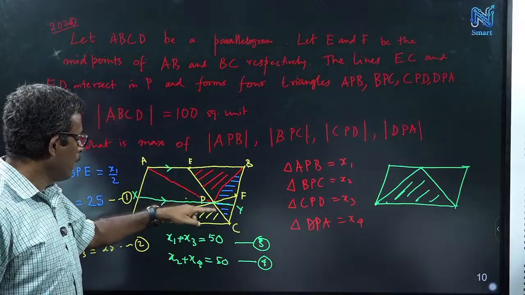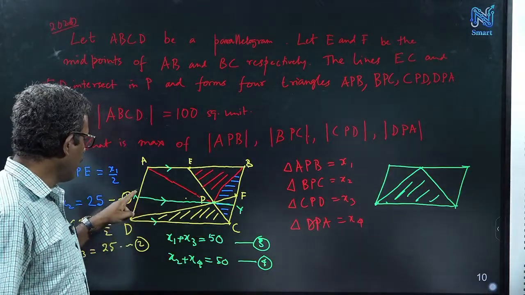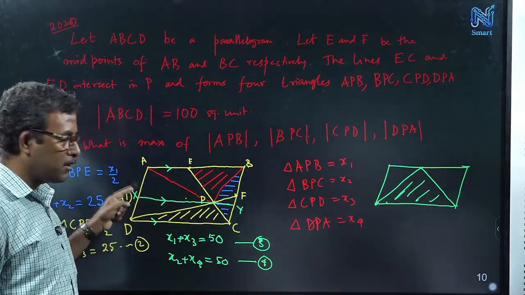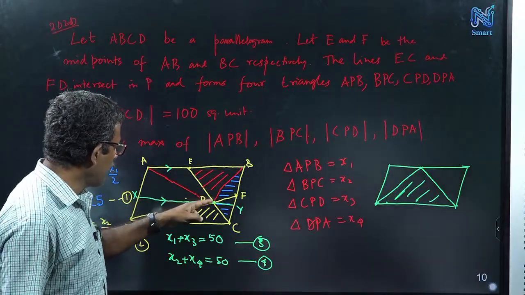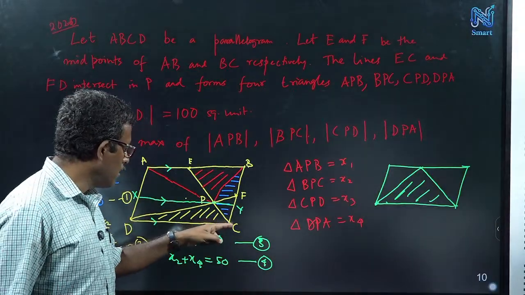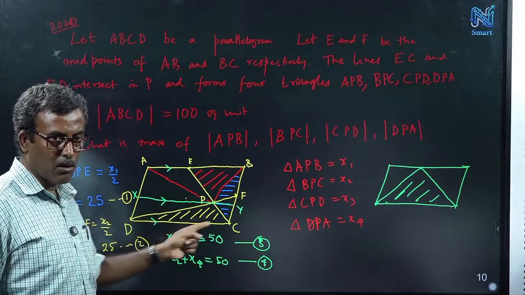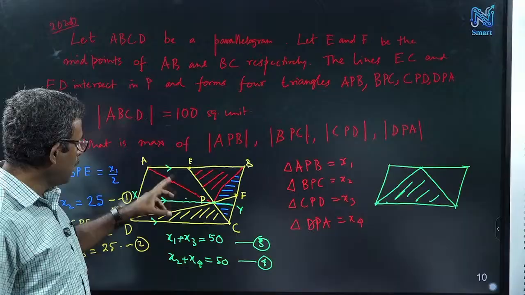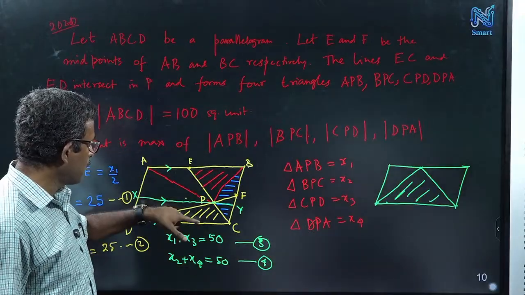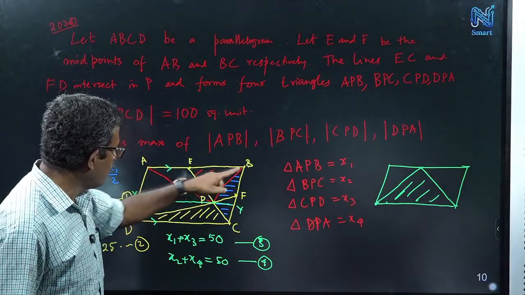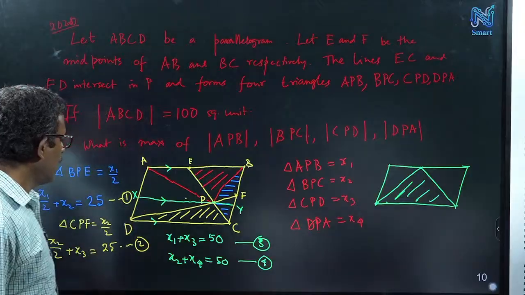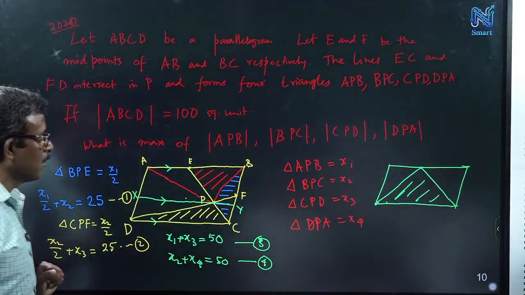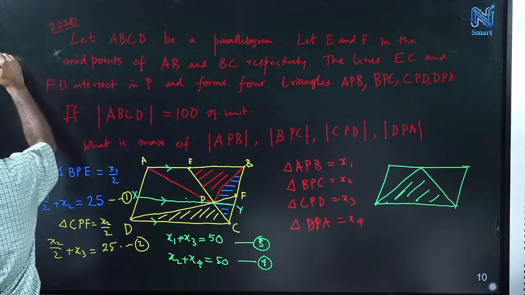Area CDP is half of area XYCD. That means area of APB plus area of CDP is half of the whole parallelogram area, that is 50. So one equation: x1 plus x3 is 50, and similarly x2 plus x4 is 50, and we got these other two equations. So go to the next page.